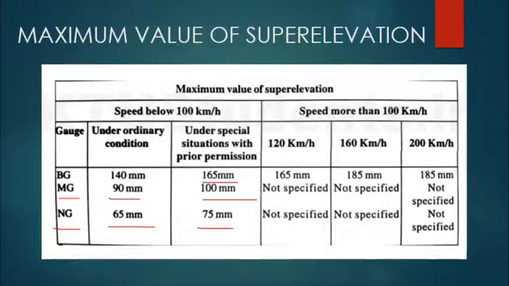And if the speed is more than 100 km per hour, it is again classified into three categories: 120 km per hour, 160 km per hour, and 200 km per hour. And it may vary accordingly. For broad gauge, the super elevation values are specified as per the instructions from the Indian Railways. But for meter gauge and narrow gauge, as the speed varies, super elevation values are not specified.